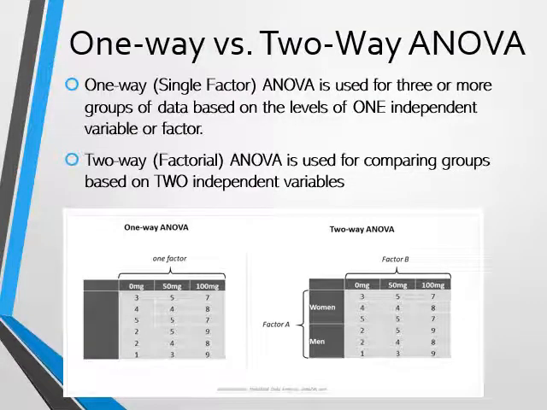There are two different types of ANOVA tests. A one-way, also called a single-factor ANOVA, is used for three or more groups of data based on the levels of one independent variable or factor. A two-way, also called a factorial ANOVA, is used for comparing groups based on two independent variables.